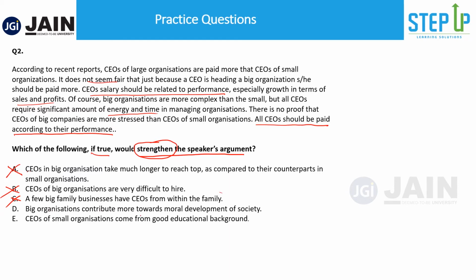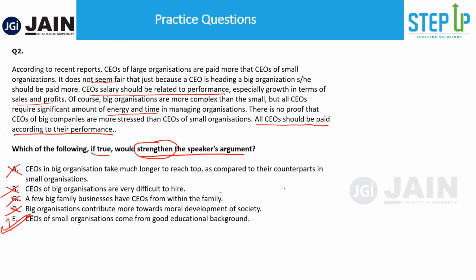Next, big organizations contribute more towards moral development. So he's saying because big organizations contribute more towards moral development, it's okay to pay them more. But again, this is against the grain of the passage, right? That's not the author's argument. Last, CEOs of small organizations come from good educational background. Now this is somewhat in support of the CEOs of small organizations, but not a very solid strengthener. But ultimately it's supporting them. So because this is the only option which is in line with what the author is trying to say, we'll have to pick this option.